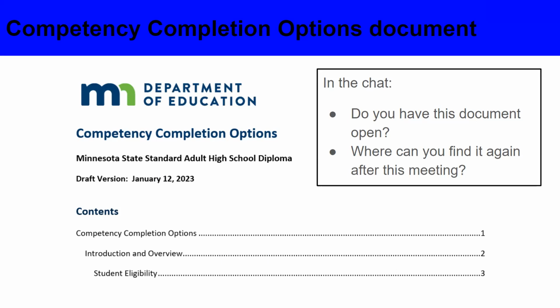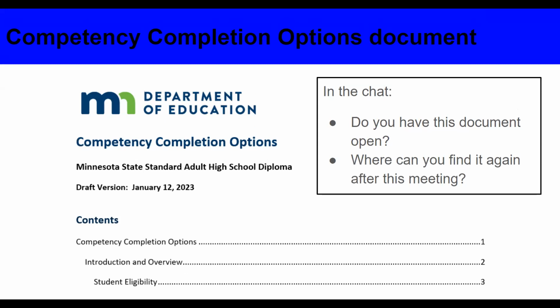Awesome. So I just want to pause for a minute. Want to make sure you have this document open. The version that's in the chat is the most updated version. The last time it was updated was January of this year. The only update we made at that point was to add the HiSET. Otherwise, it's the same as it was in 2022. So I'm giving you one last second to make sure you have that document open. You will want to be looking at it. And just a little quiz for you. After today's meeting, if you are looking for this document, where can you find it?